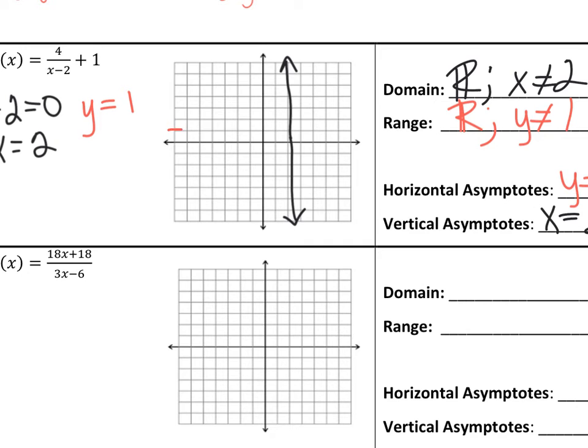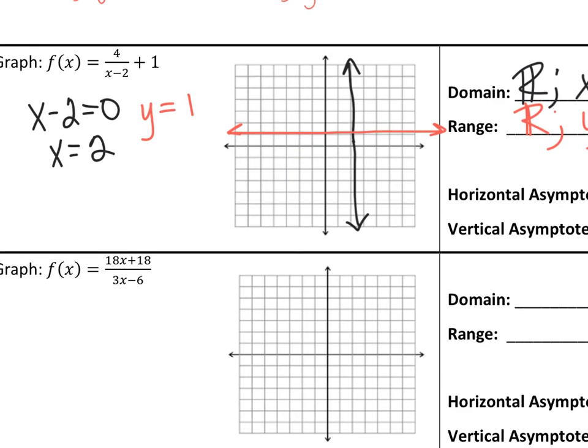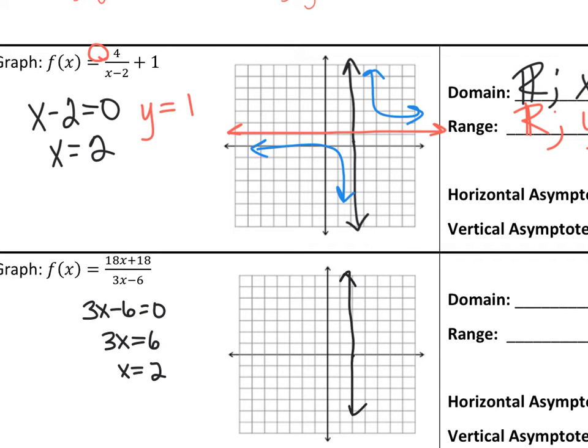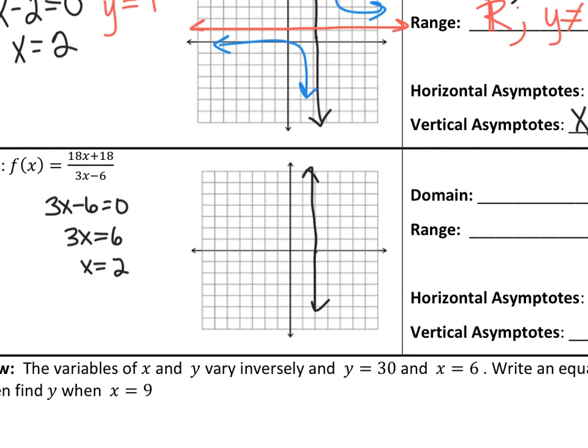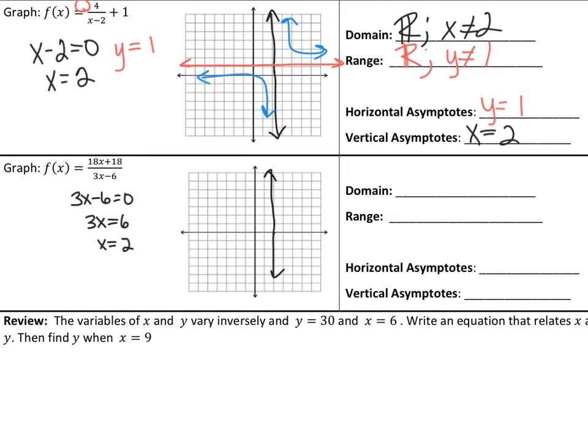So we're going to go ahead and graph that right here. Okay. And it's a positive graph because it is a positive 4 here, which means that my branches are going to be in the first and third quadrants. Okay. One more. 3x minus 6 equals 0. Add 6 to both sides, divide by 3, we got x equals 2. Oh, by chance it's just the same numbers. Nothing special about that. Again, x equals 2 is a vertical asymptote.